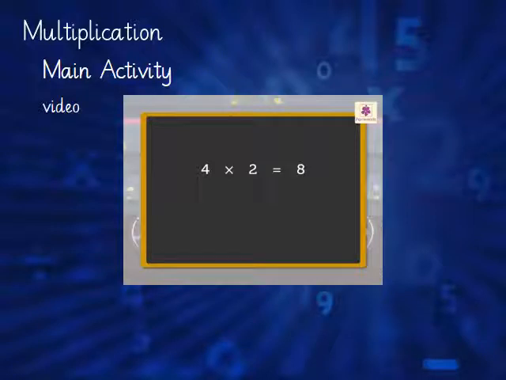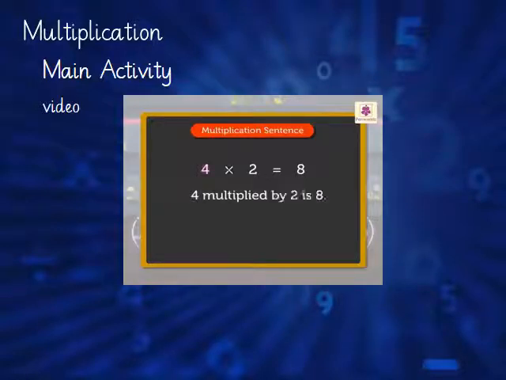Let us use the multiplication symbol to write this statement. This is called the multiplication sentence. It can be read as 4 multiplied by 2 is 8. 4 times 2 is 8, or 4 2s are 8.